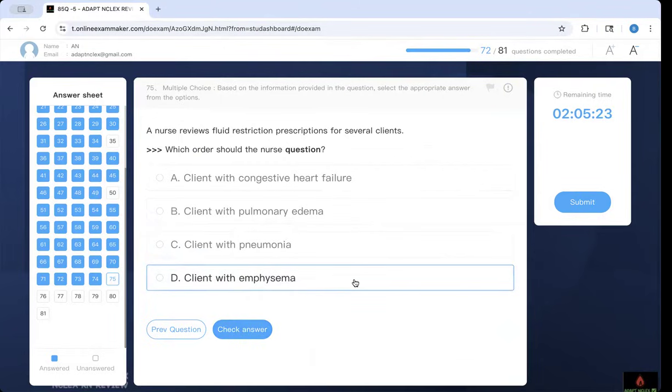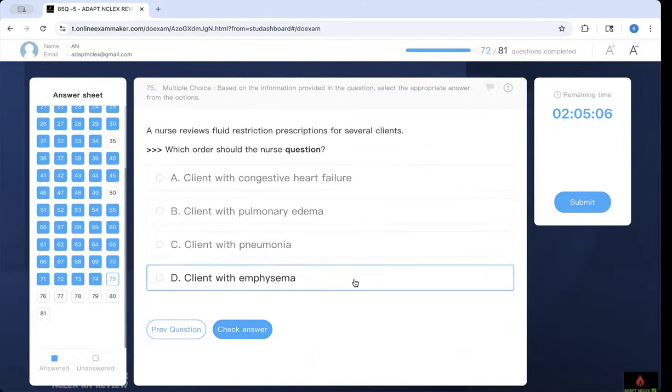And let's review fluid restriction prescription for a client. I love this question. Several clients. Which order should the nurse question? That means for whom is restricting fluid a bad thing. That's all. I underline the question. Client with what? CHF, is it okay to restrict fluid?